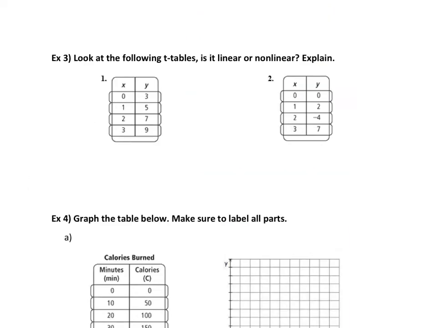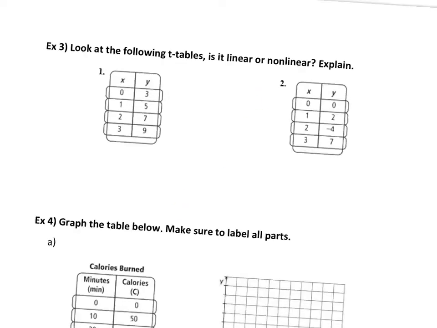Okay, so now we're going to be looking at the following t-tables. So we're looking at the following charts, and we've got to figure out if it's linear or nonlinear and explain. Now, you could fall back to graphing, and you could always do your x, y, and do some points and figure out what's going on, okay? Or you can kind of start looking for patterns.